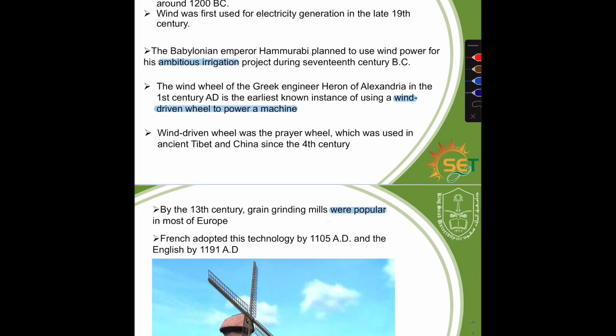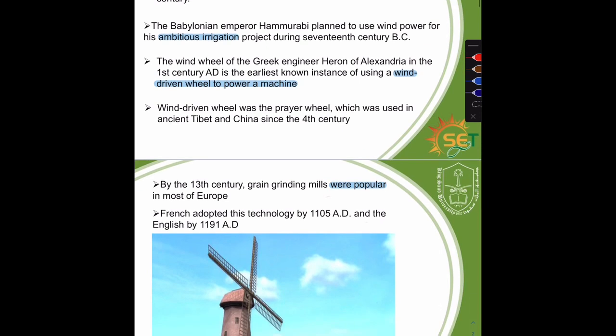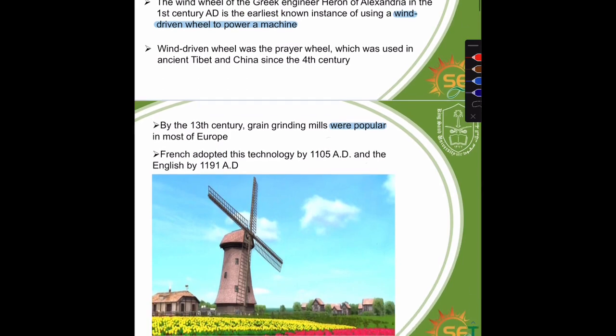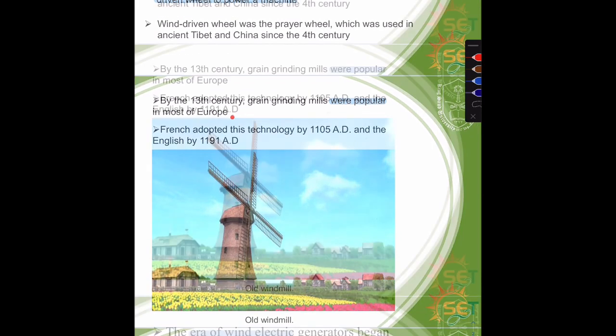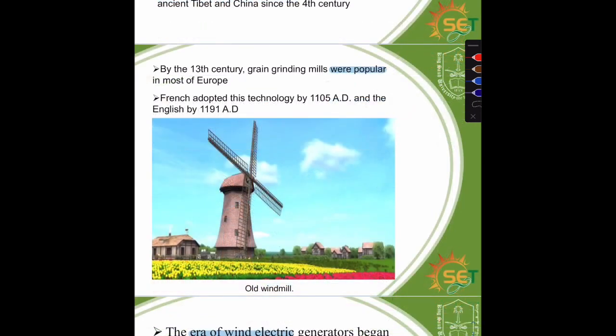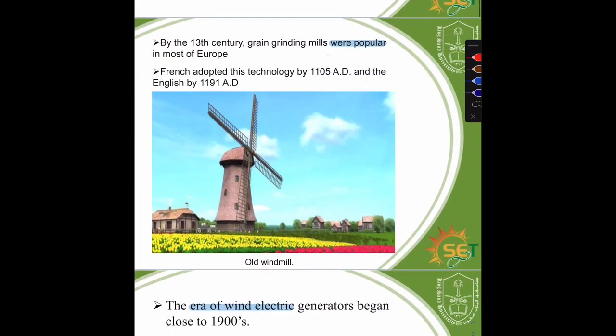It was using a wind-driven wheel to power a machine. That was their technique. We have here, by the 13th century, grain grinding mills were popular in most of Europe. So that's a picture of the old windmill that they used to have.